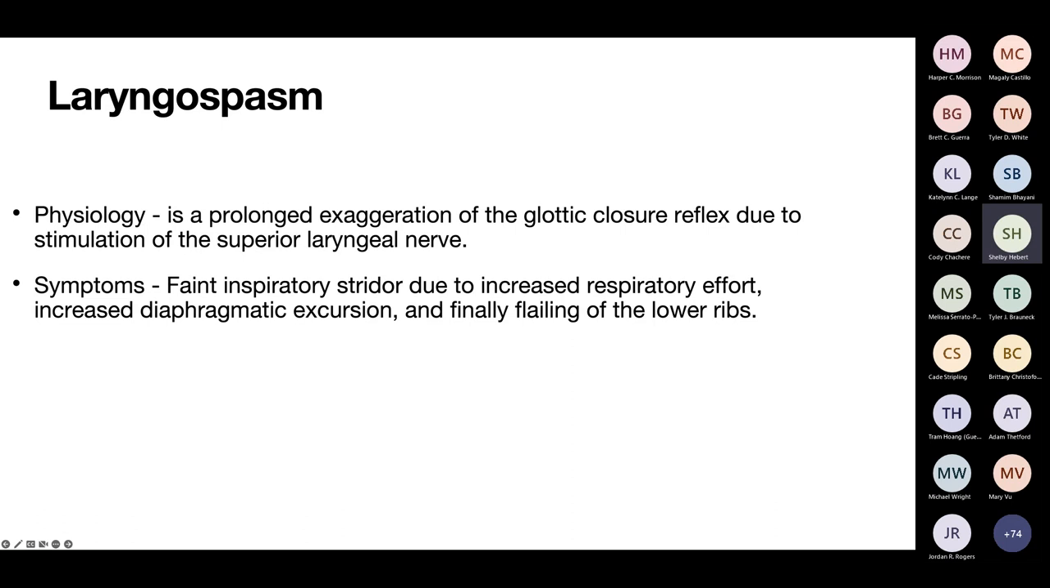Laryngospasms happen. It's just like esophageal intubations. They happen. The important thing is to recognize it and treat it.